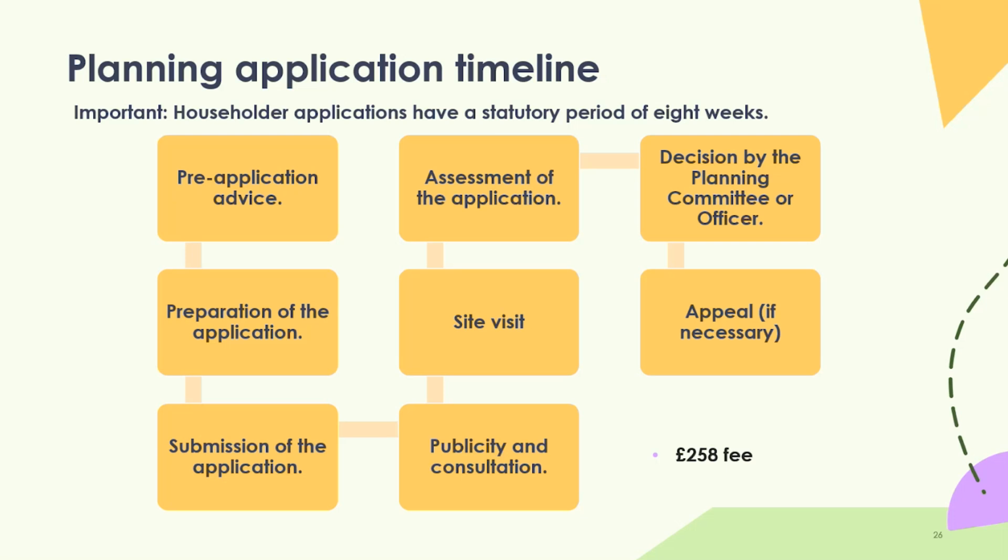You have to do a preparation of the application, and submission of the application. It then goes into this consultation period. There may be a site visit, particularly if it's a sort of contentious proposal. Then there will be a further assessment of the application, and then a decision made. Now, what we want most of the time is a decision made by the officer, because that's a determined outcome. If we go to planning committee, there's always a risk that it won't get approved. So where we can, if we can get an officer to sign it off, it's a lot better for us. And then there is always the option to appeal.